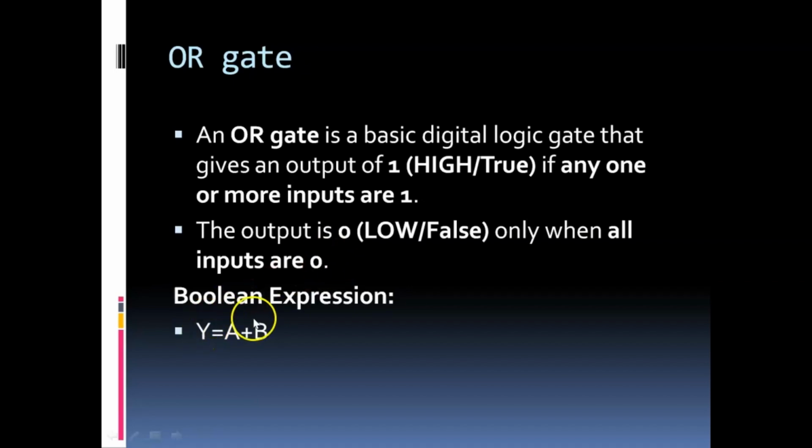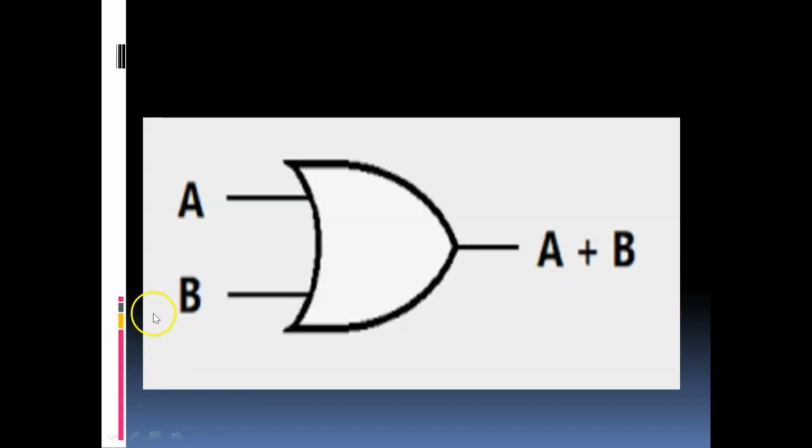The symbol of the OR gate is this. You can see here the plus. This is the OR gate symbol. A and B are inputs, and Y is the output. Usually it is shown as Y. Please see the diagram. Here A and B are inputs, and the shape is like this. It is not similar to your AND gate. Here you can see a curve and how it is joined here.